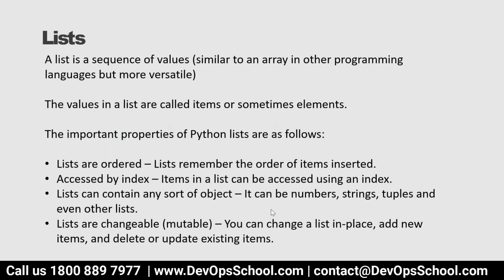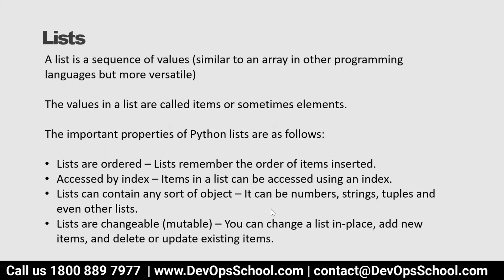A list is a sequence of values similar to an array in other programming languages, but more versatile. The values in the list are called items or elements, you can call it. I call it elements. The important properties of Python lists are as follows. So this is an interview question, these 4. Okay. So lists are ordered ones. That means order means 0, 1, 2, this index, right? So you have an ordered one.